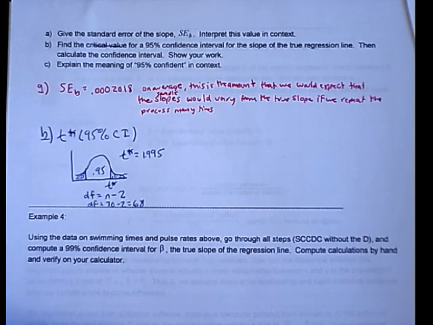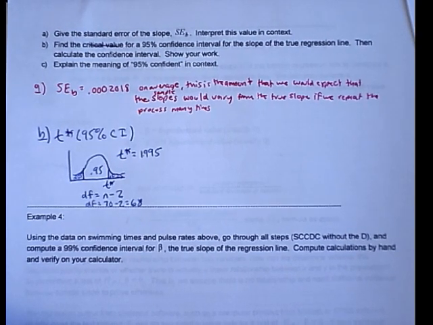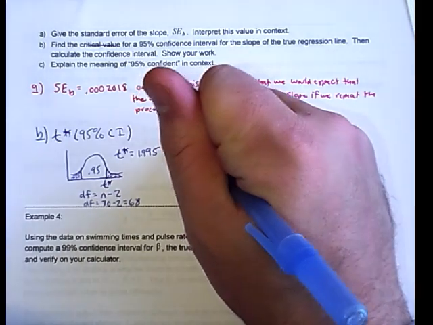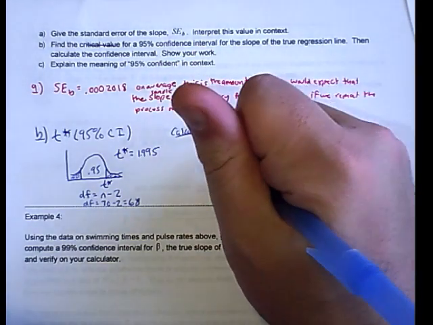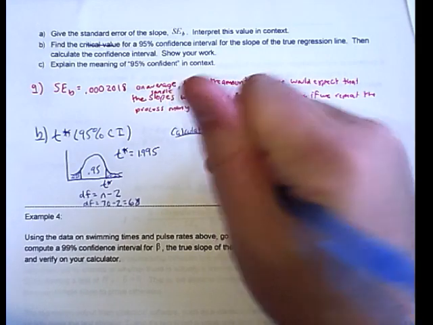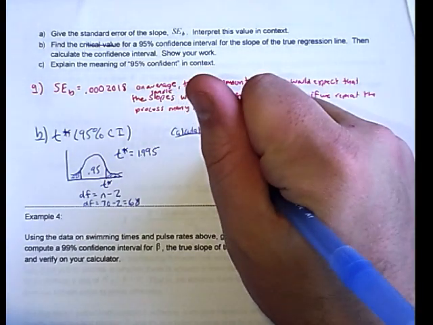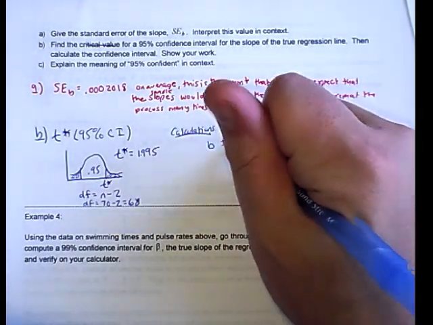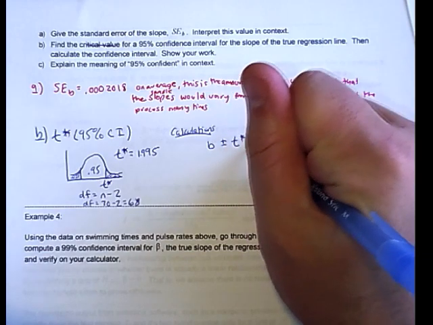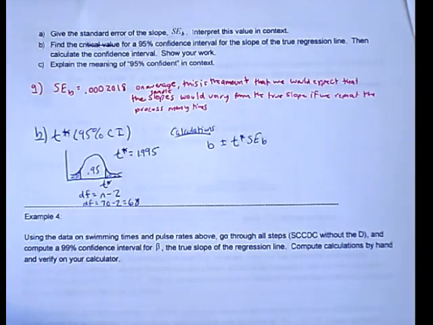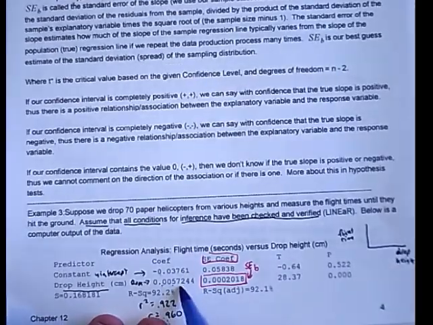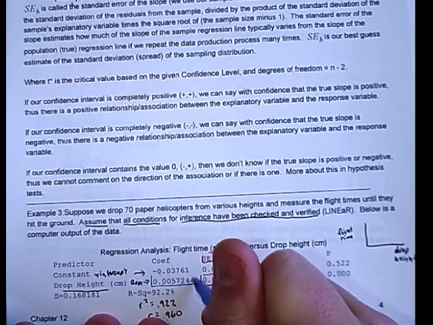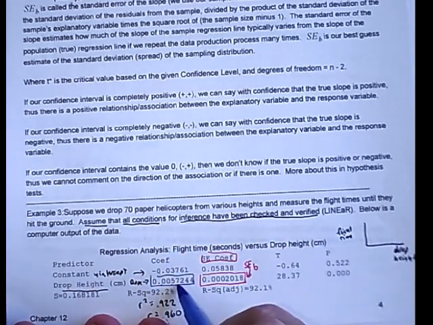And it says then calculate the confidence interval. So it's like doing our calculation step on this interval. You want to think about what it means. We're going to have our sample slope, that's our statistic, plus or minus our critical value times our standard error of the slope. So where are we going to find that information? Right there's our sample slope, 0.0057244.